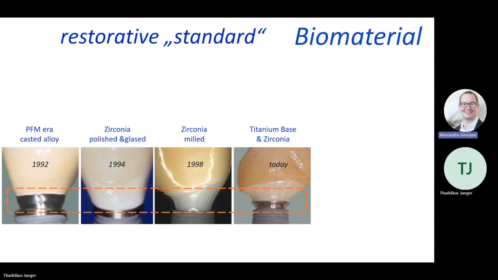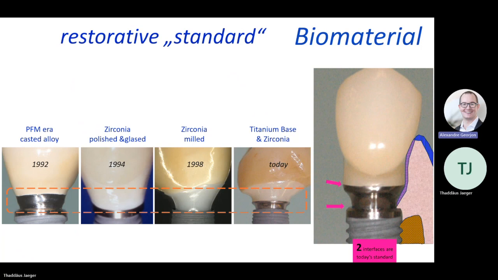Actually, when we do a historic flashback, we see that we have implemented into the clinics different types of biomechanical constructions. So we have bone level implants, which are then added by contouring of titanium, of zirconia, of ceramics, early on with gold. And this is what we applied over the decades into patients' mouths. And today the standard would be a zirconia crown with a titanium base.